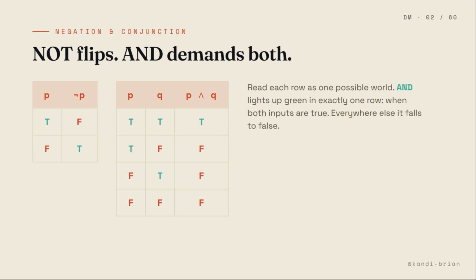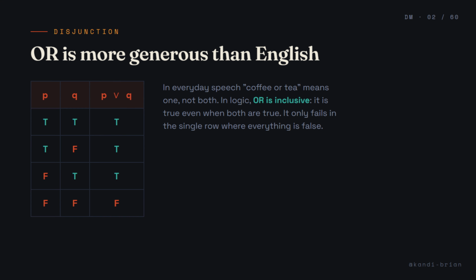A truth table just lists every possible combination of inputs and shows the result. Start with negation. P has 2 possibilities, true or false. Not P is simply the opposite in each case. True becomes false, false becomes true. That's the whole story for not. Now conjunction, P and Q. With 2 variables, we get 4 rows, 4 possible worlds. And is demanding. It only comes out true in the single row where both P and Q are true. In every other row, even if just one input is false, the whole thing collapses to false. And needs everything.